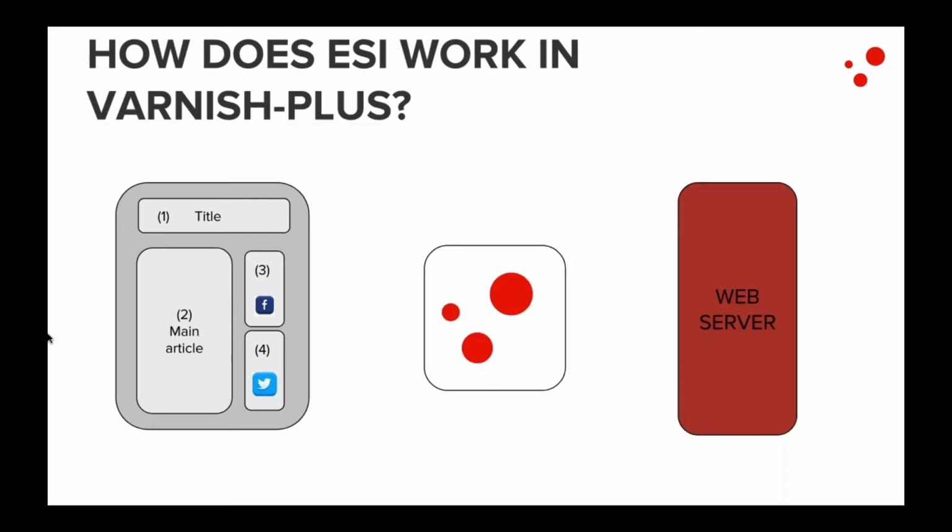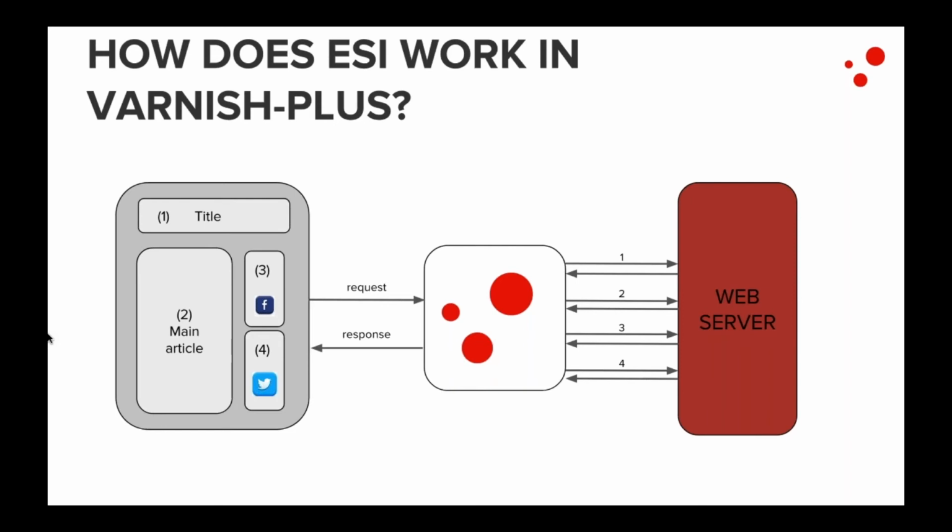Well, if you have Varnish Plus in place with the exact same scenario, so a web page with 4 fragments, the client will issue a request. Varnish Plus doesn't have anything in place still. Varnish Plus will issue 4 backend requests altogether to fetch the 4 fragments and eventually reply back to the client.